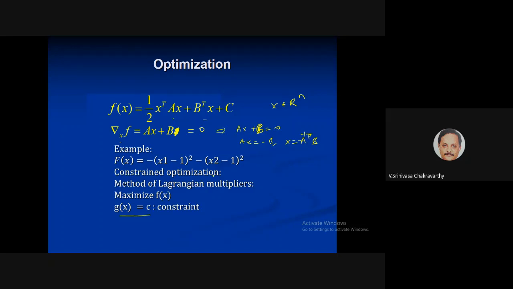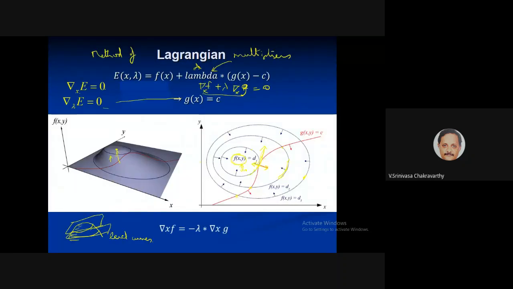Now you get a more interesting case when you have to minimize some cost function with a constraint, that is, minimize some cost function with a constraint that g of x is equal to c. That is, there is a constraint on the vector x. The x has to satisfy the constraint. How do you do that? This problem is solved using the method of Lagrangian multipliers.